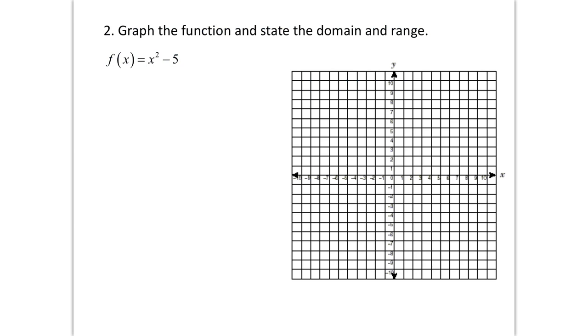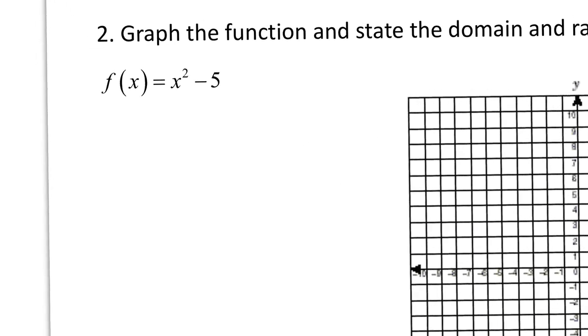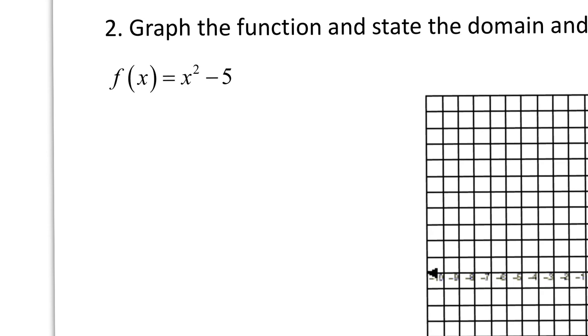So let's go ahead and try and graph this function here. We're also going to learn and practice how to state the domain and the range for the parabola. But first, we need to graph it. So my function is f of x equals x squared minus 5. It is a parabola because the x has a square. The highest exponent in this function is 2. So it is a quadratic, and the quadratic will be a parabola, a U-shape.